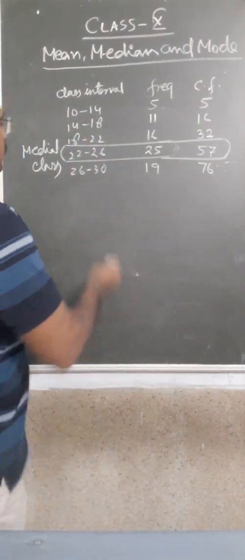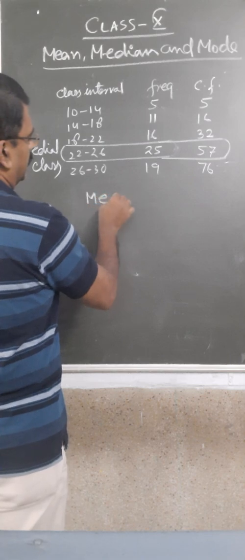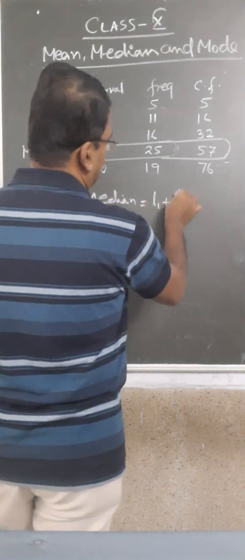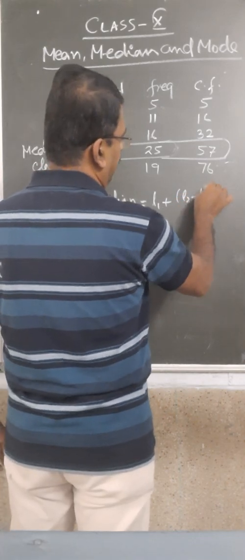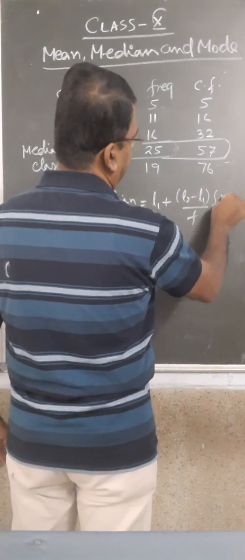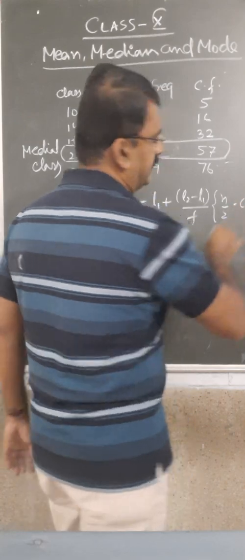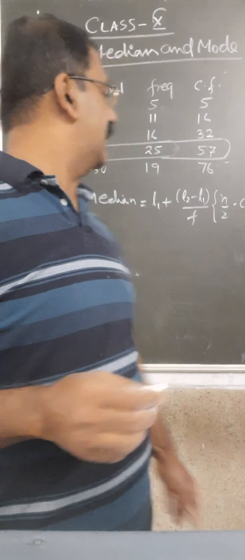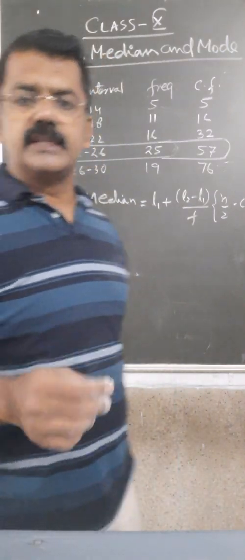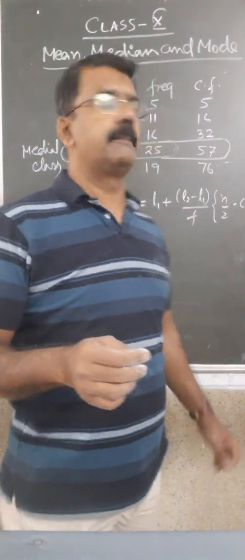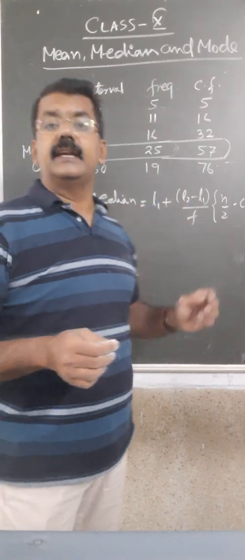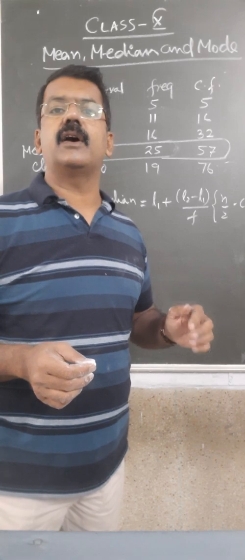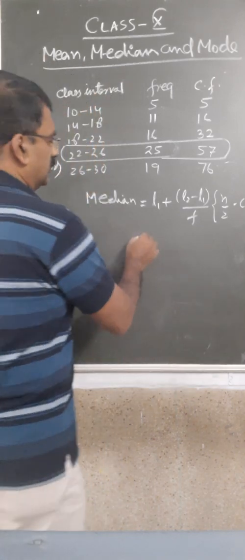And now the formula for median is L1 plus (L2 minus L1) upon F into (N by 2 minus C). L1 is the lower limit of the median class, L2 is the upper limit of the median class, F is the frequency of the median class, N is the sum of frequencies, and C is the cumulative frequency of the pre-median class.